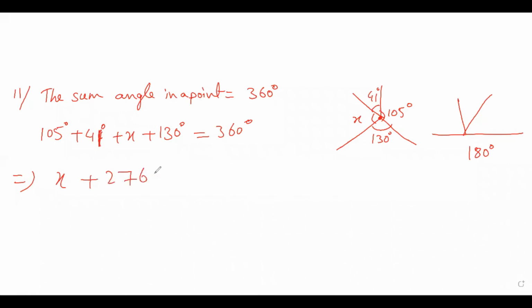x plus 276 equal to 360 degree, so the value of x will be 360 minus 276 degree, equal to 84 degree. So the value of x will be 84 degree.